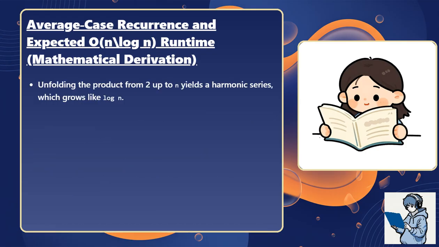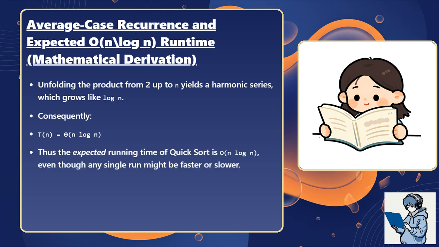Unfolding the product from 2 up to n yields a harmonic series, which grows like log n. Consequently, T(n) = Θ(n log n). Thus the expected running time of quicksort is O(n log n), even though any single run might be faster or slower.